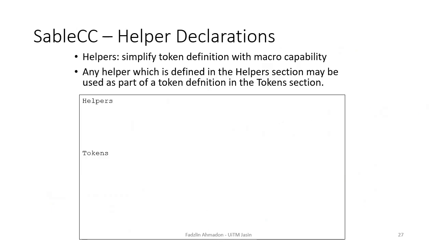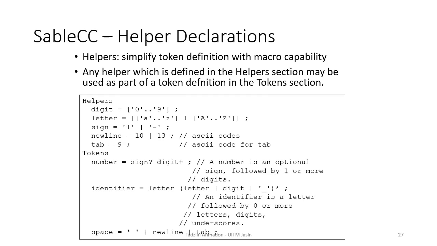And helpers. Helpers are basically used to simplify token definition. If you look at this example over here, the helpers are used to define digits, letters, sign, new line, and tab. And as for the token definitions, they are just calling all the helpers that have been defined. Therefore, it will result in a clearer token definition, something that is very well arranged.